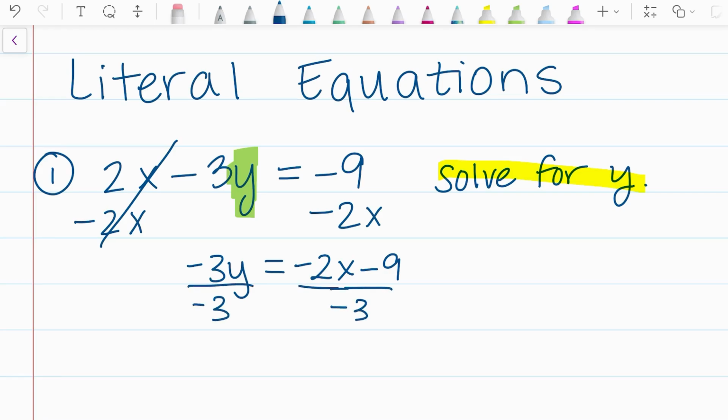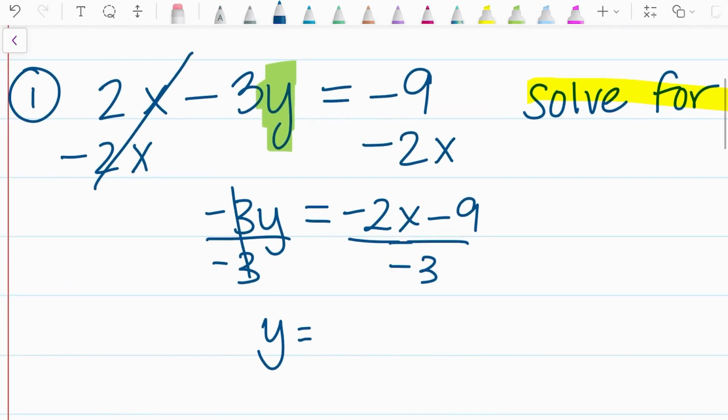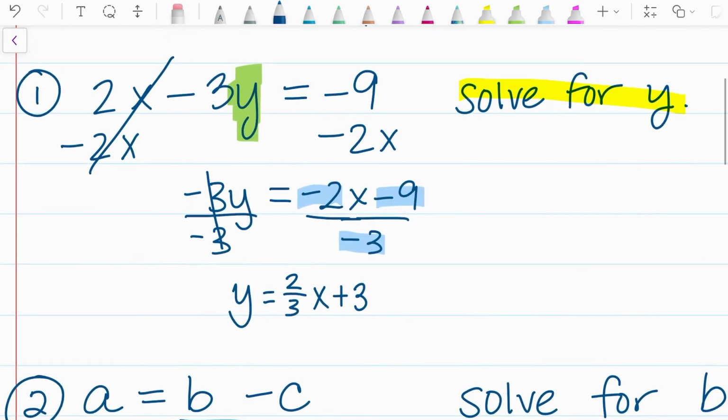And this is where people get stuck. All right, so y is officially by itself. We need to divide both this negative 2 by the negative 3 and the negative 9 by the negative 3. Both of those numbers are getting divided. Negative 2 divided by negative 3 is just positive 2/3 because the negatives cancel out and 2/3 cannot be reduced. Negative 9 divided by negative 3 is a negative divided by a negative, which is a positive, and 9 divided by 3 is 3, and we have officially solved this equation for y.